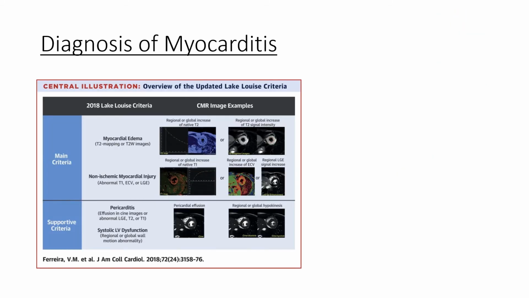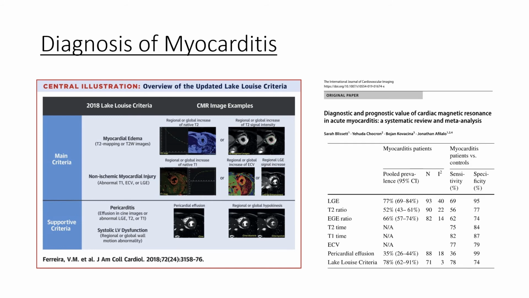If we put together T1 mapping and LGE, and we add in T2 mapping, we get to the updated Lake Louise criteria for myocarditis, which stipulate that if you have myocardial edema by a T2 technique, plus non-ischemic myocardial injury by either LGE or T1 mapping, then you've met your diagnostic criteria for myocarditis. Presence of pericardial effusion or systolic dysfunction further strengthen that.